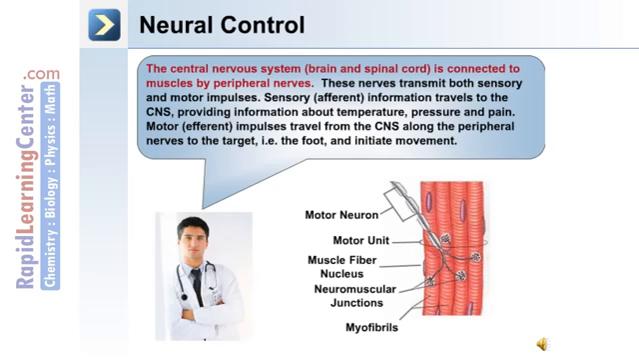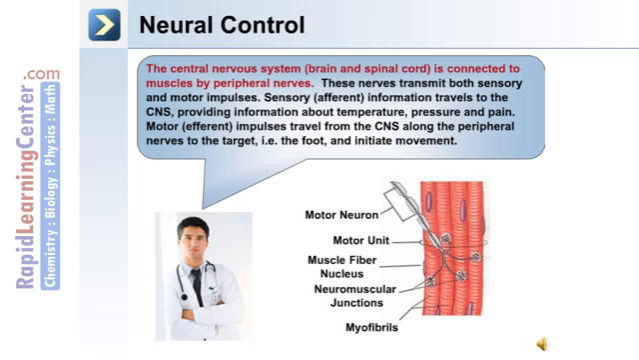The neural control of muscular contraction. The central nervous system, which is the brain and spinal cord, are connected to muscles by peripheral nerves. These nerves transmit both sensory and motor impulses. Sensory or afferent information travels to the central nervous system, providing information about the periphery, such as temperature, pressure, and pain. Motor or efferent impulses travel from the central nervous system along the peripheral nerves to the target, for example the foot, to initiate movement.